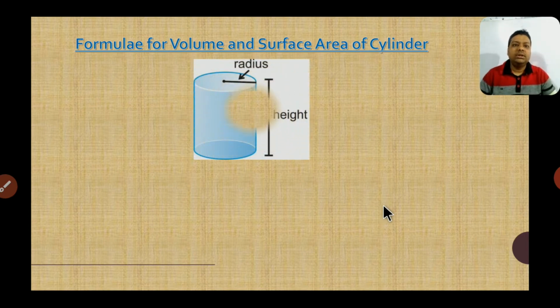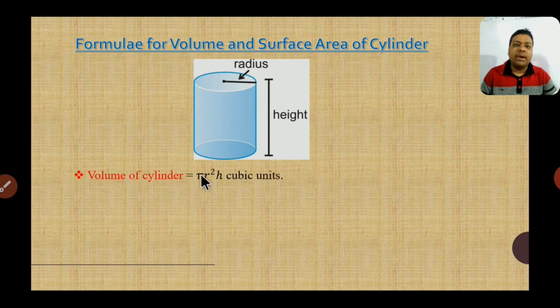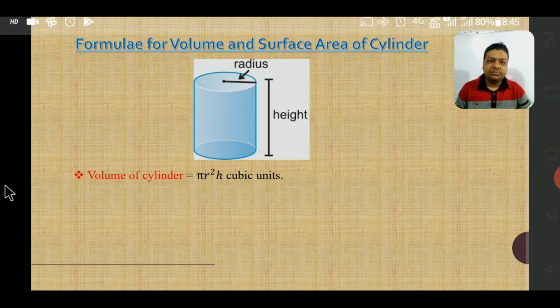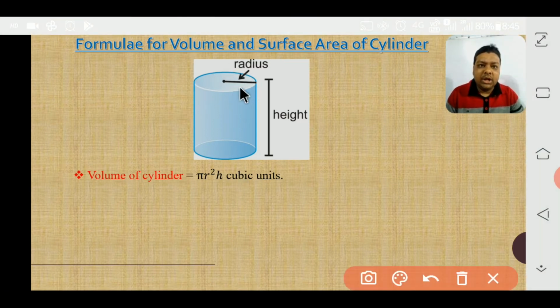So, students, at first this is the figure. The volume of a cylinder is pi r square h. How have we obtained this formula? Let's discuss. We know the area of this circle. The area of a circle is pi r square.